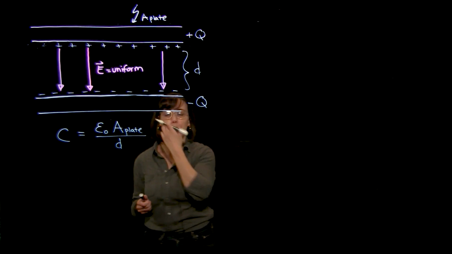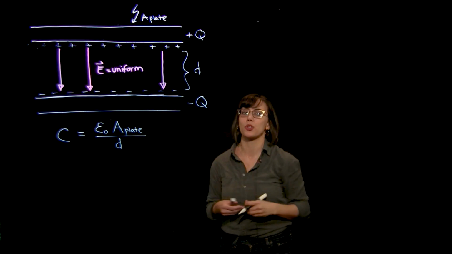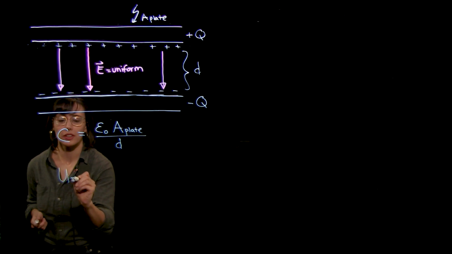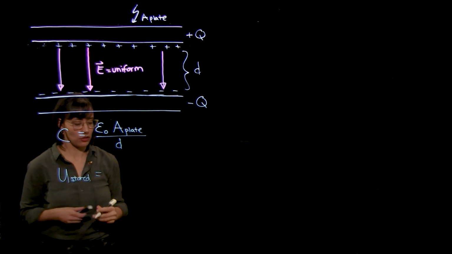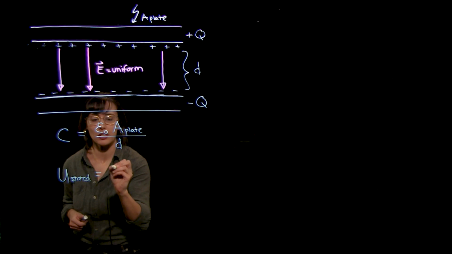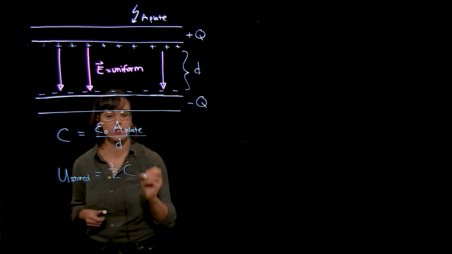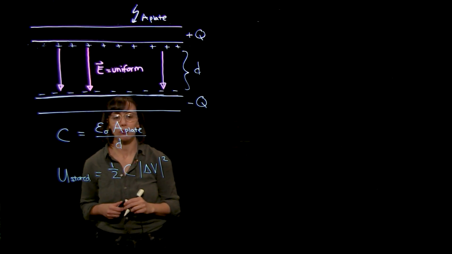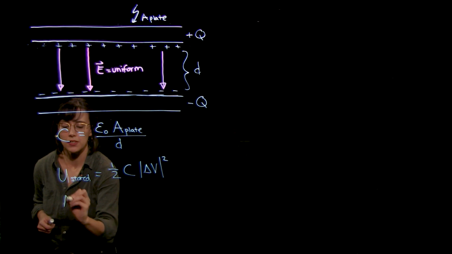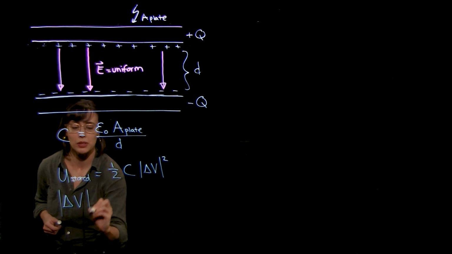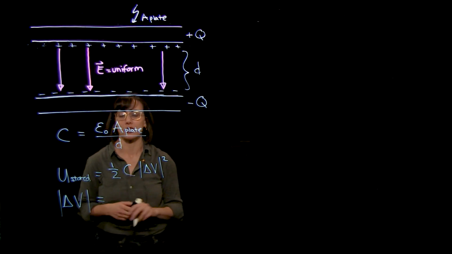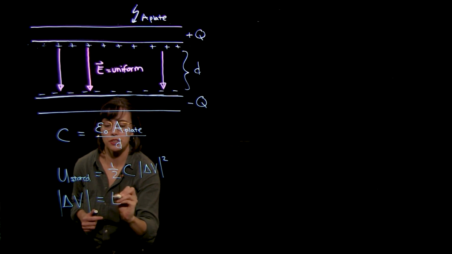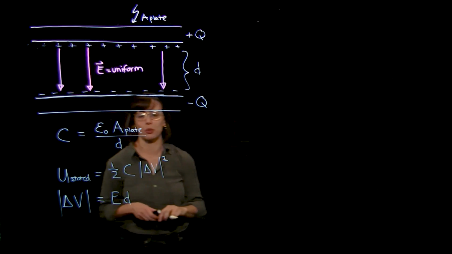And then we said, well, we can think about how much energy it takes to charge up these two plates. And that's equivalent then to the energy that is stored inside the two plates. And we saw that the energy stored is equal to 1/2 this capacitance times the potential difference between the two plates squared. So now we can think about what this potential difference is. Again, all we care about is the magnitude. Because this electric field is uniform, this magnitude is just equal to the electric field times the distance between the two plates.